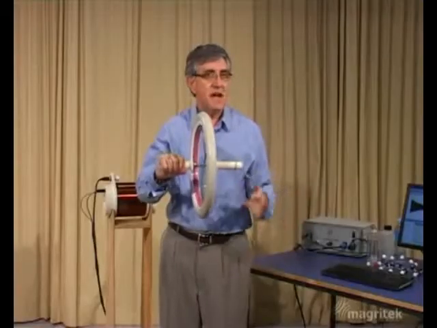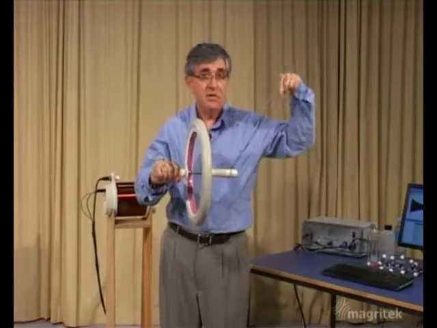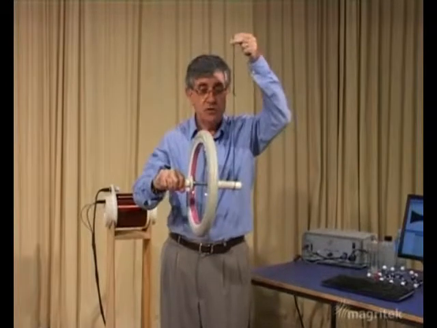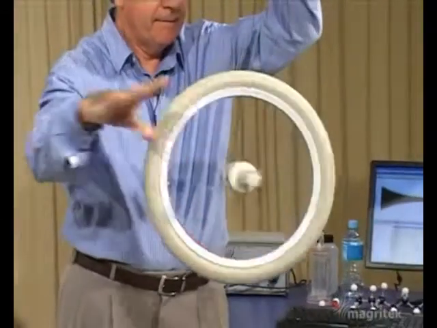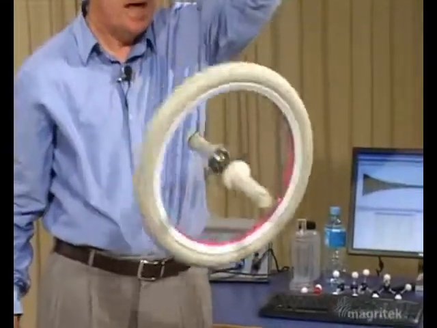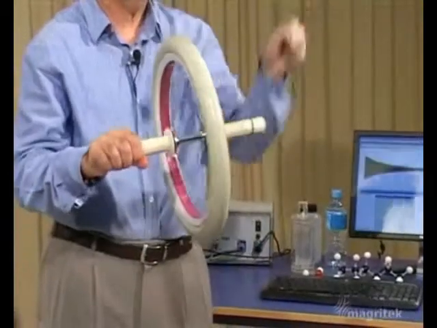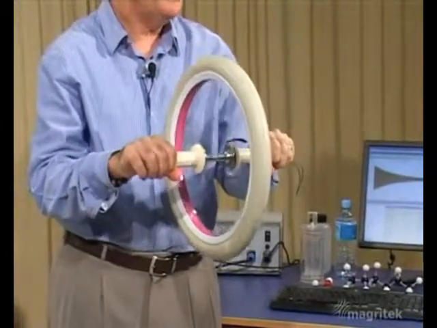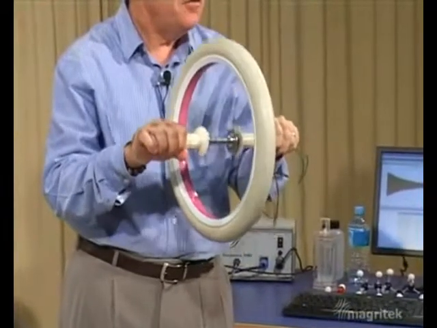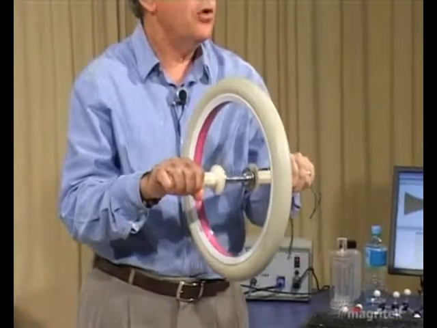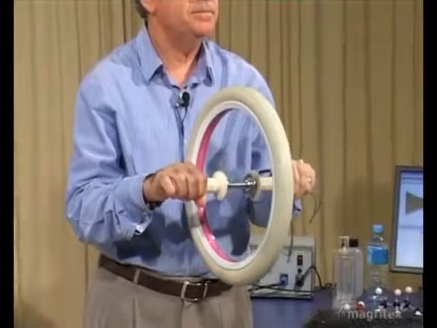Now let's try that same trick of suspending the wheel, like I did before, on the string, now that the wheel is spinning. Something really remarkable happens. That effect is called precession. And that precession idea is very, very important in understanding the way magnetic resonance works.